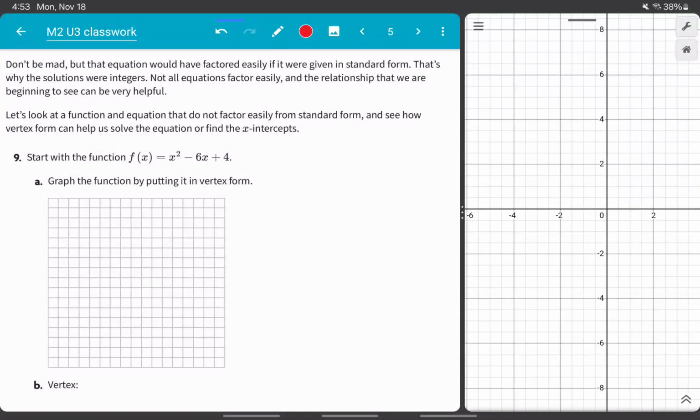Don't be mad, but that equation would have factored easily if it were given in standard form. That's why the solutions were integers. Not all equations factor easily, and the relationship that we're beginning to see can be very helpful.